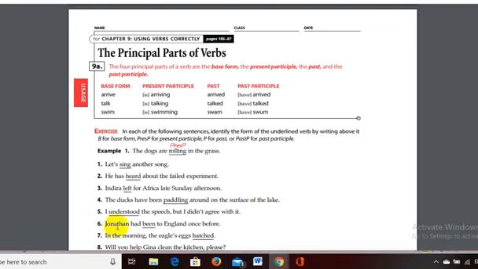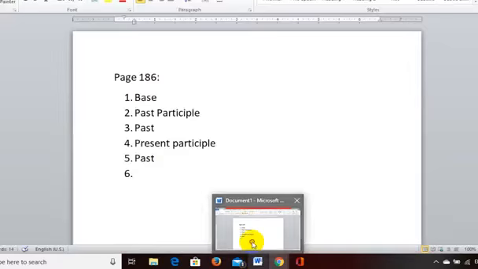Number 6. Jonathan had been to England once before. Had been. So we have had, the helping verb, right? And been. So been, what's the base form of been? Yeah, it's going to be the verb be, right? So been here, is it present participle, past participle, or just the past? Yeah, it's the past participle. Okay? Had been. So we're going to write past participle.